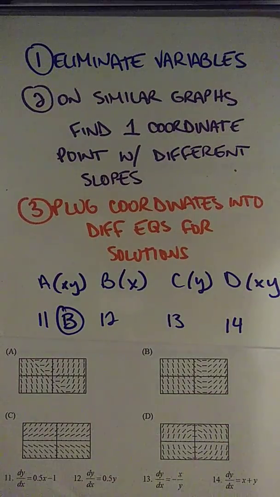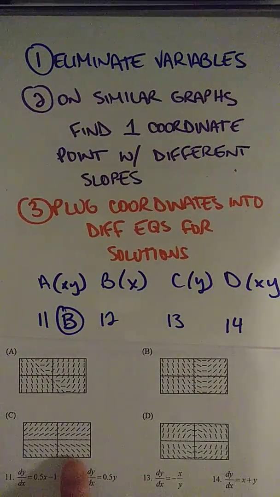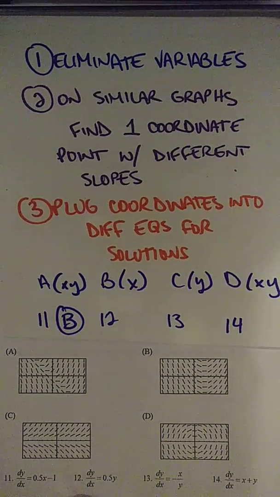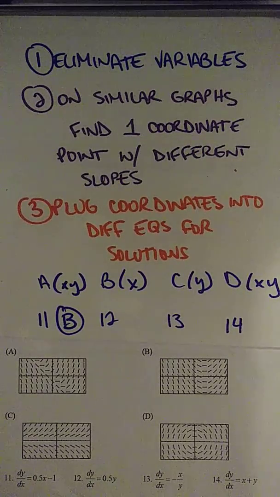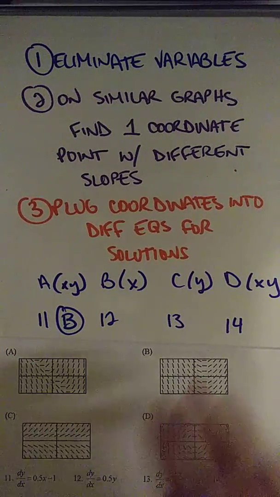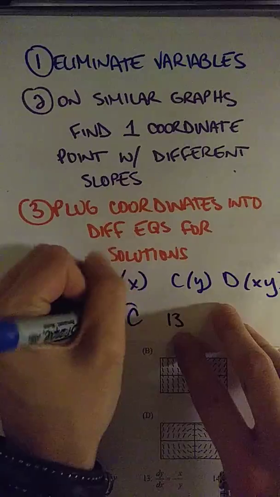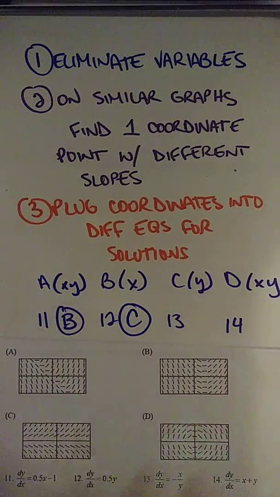Done. C is the only graph with only a y variable. This is my only equation. Question 12 is my only equation with only a y variable. My slope equals 0.5 times y. So that answer must be C. Done. I'm almost finished with all four of these problems.